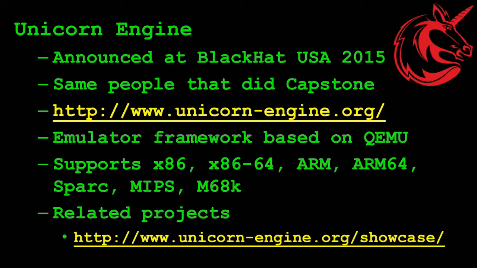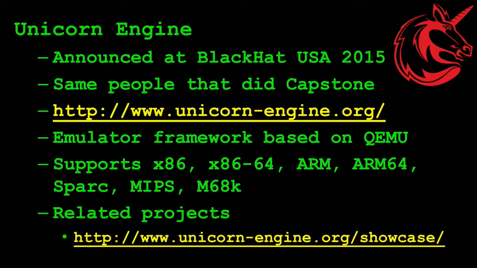It, as an emulation framework, is actually based on QEMU. So if you've ever used QEMU, you know that it also supports a large number of architectures. And you might say, well, why do we have Unicorn if QEMU supports a large number of architectures, and in fact, Unicorn is based on QEMU, right? Isn't this just the same thing all over again? Okay. The answer is not quite.